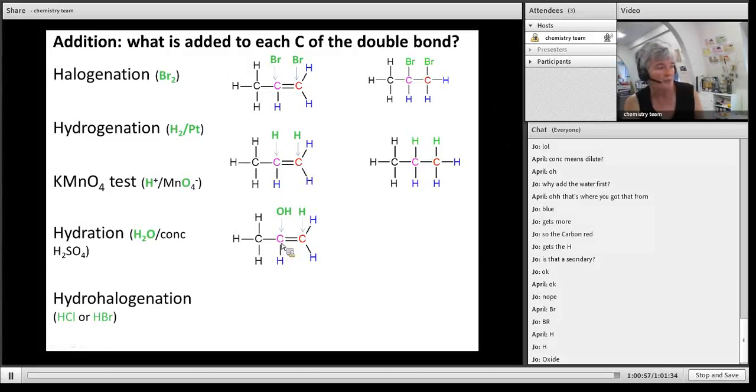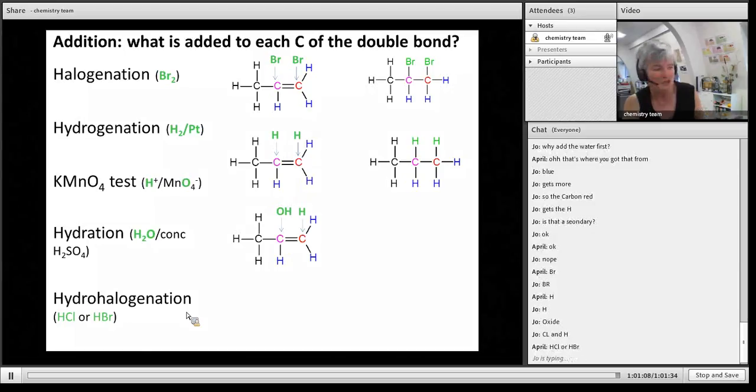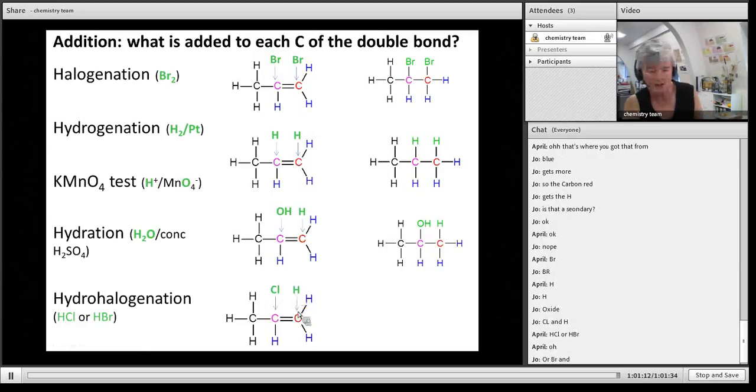And the last one is hydrohalogenation. What are my two things I'm going to add on? H and Cl. And again, from Markovnikov, the H is going to go into the carbon that's got the most number of hydrogens.